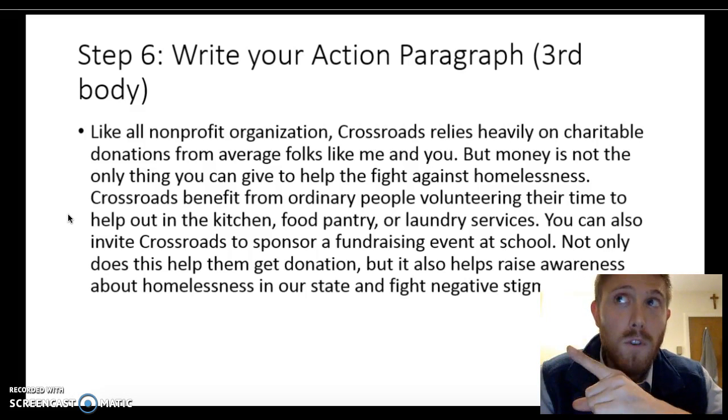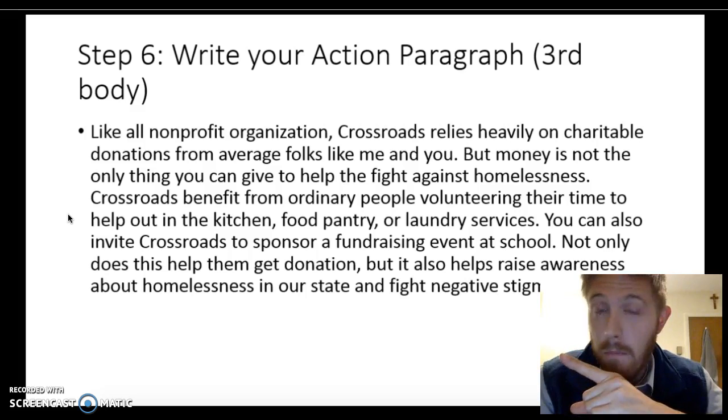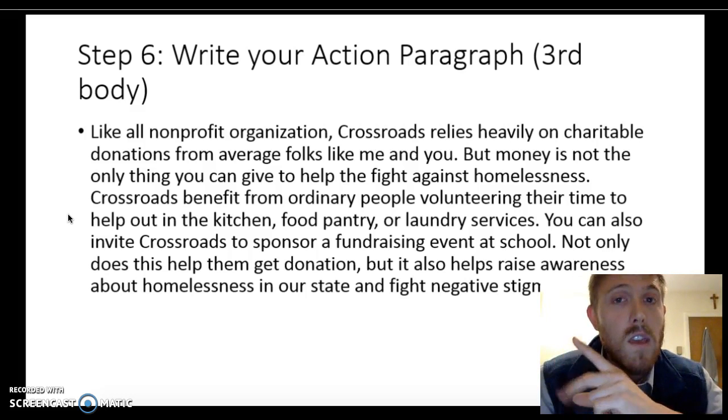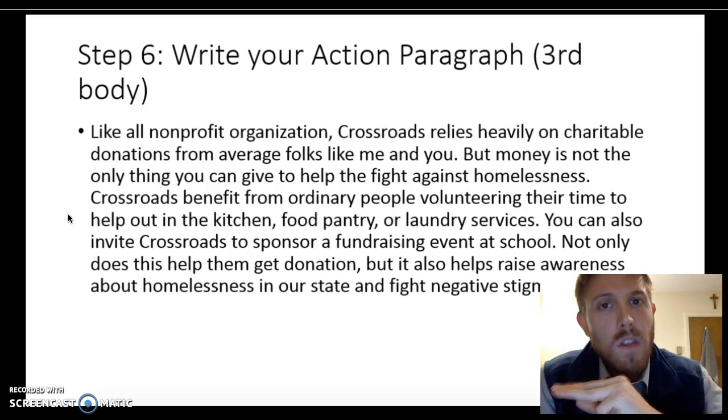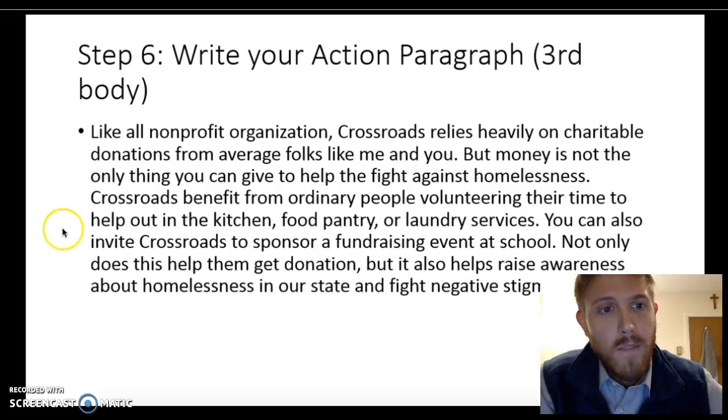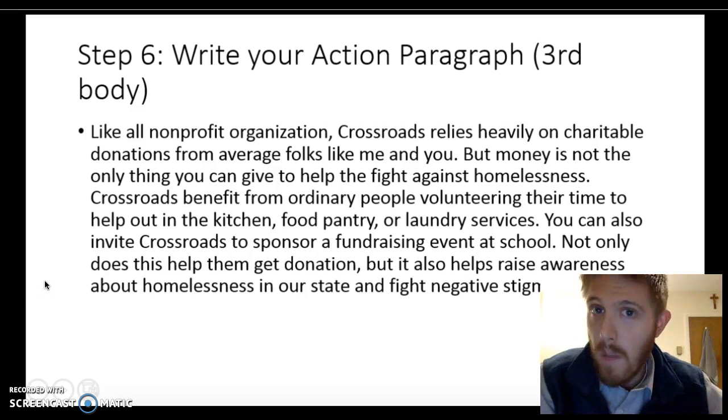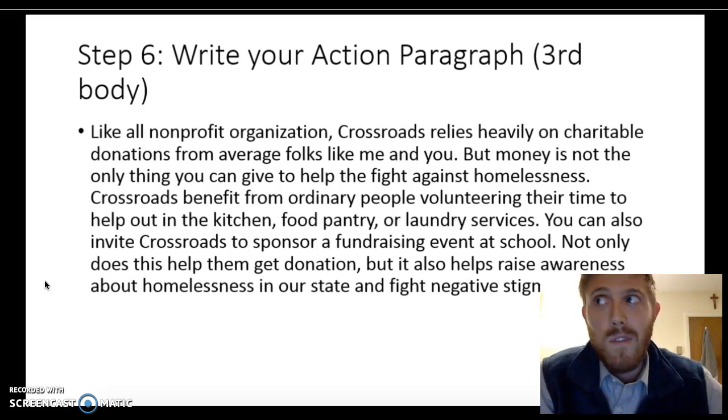So first, you're telling them about this problem, homelessness in our state. Next, you tell us about this awesome organization that can help homelessness and does. And next, you want to tell your audience what you can do to help this problem and help this organization. A lot of you are going to say things like, well, you can donate money, but that's not enough. That doesn't cut it. There's a lot more things that you can do than just donate money.